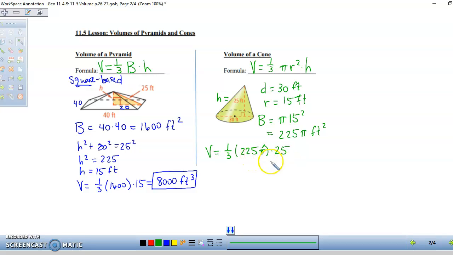And again, we're going to have a pi in our answer, but you do 225 times 25 divided by 3, or 1/3 times 225 times 25. But you can put all of that into your calculator. You get 1,875 pi feet cubed. And that's all there is to it. The only thing different about pyramids and cones is that 1/3. Okay, great, good job.